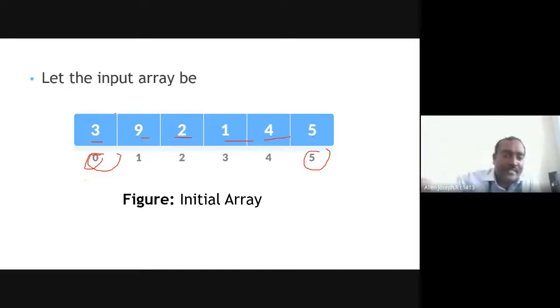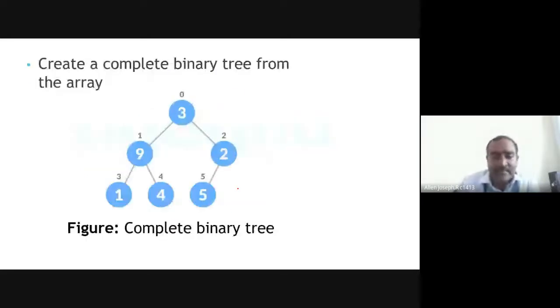So this is your input array. So this is your initial array. So we'll just try to start with the next one. All right. We are going to create a complete binary tree from the array.